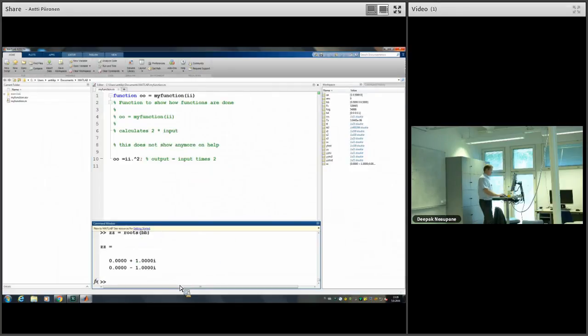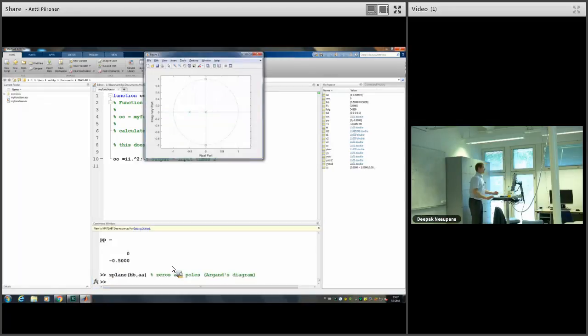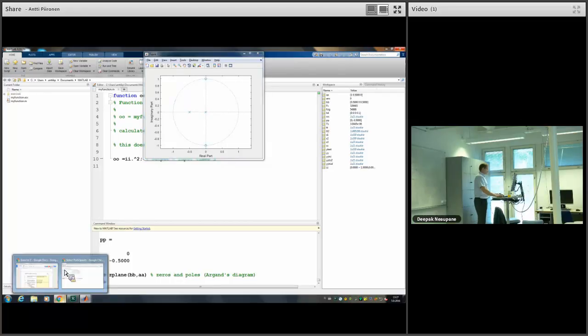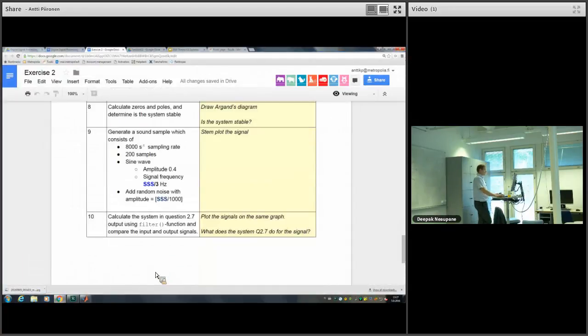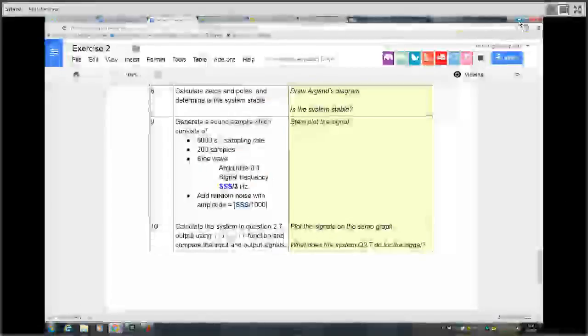Or poles p equals roots of the denominator polynomial a: 0 and -half, sorry. Yes, two poles, one at the origin and another one on the real axis at -0.5. Those are just locations on a complex plane. Okay, then I will take a look at this one. Ha, good.